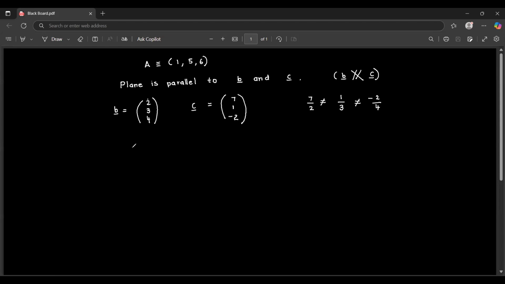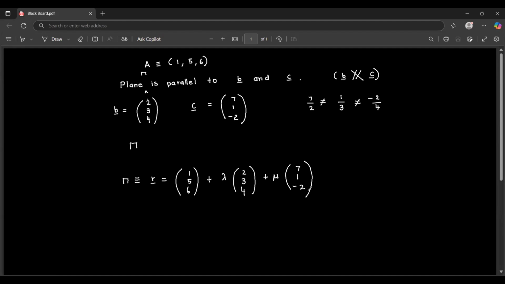They are asking us to find the vector equation for the plane pi. Plane pi is parallel to b and c. So what we have is two direction vectors and then a point. So we can directly write down pi can be given as r equals (1, 5, 6) plus lambda (2, 3, 4) plus mu (7, 1, -2).